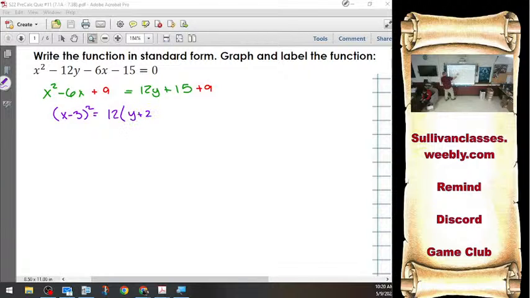Y plus 2. All right, so we identified what kind of critter it is. We complete the square, we turn it into the thing. Now, notice the directions: graph and label. It doesn't say what to label. So now that you know what kind of critter it is, what are we labeling? Vertex? Foci? Axis of symmetry? Directrix?